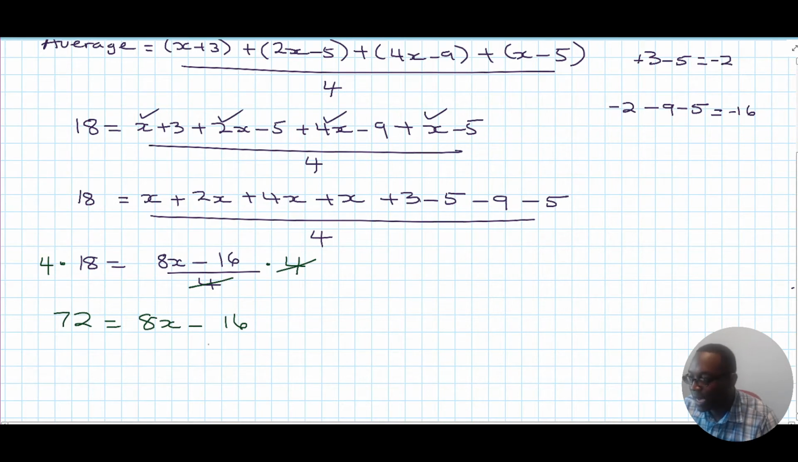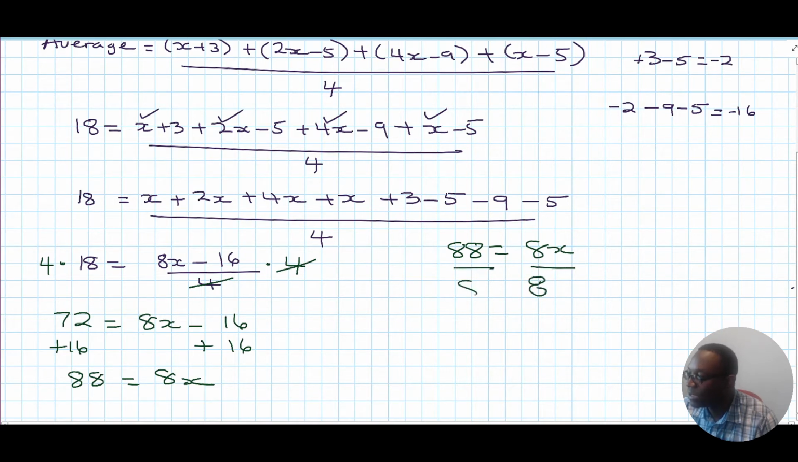And so we're going to add 16 to both sides. And we have 88 equal to 8x. So we have 88 equal to 8x, and we're going to divide both sides by 8. We have 11 equal to x. So therefore, x equal to 11 is what's going to make this statement accurate.